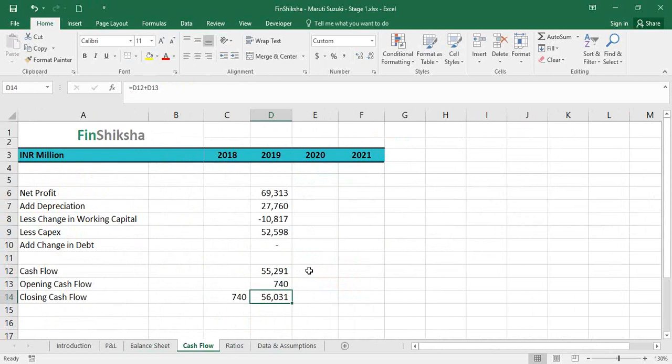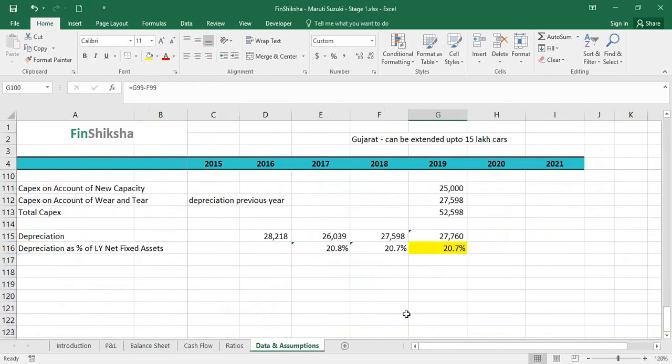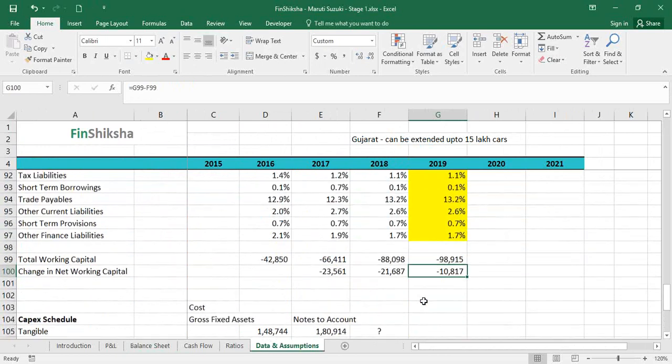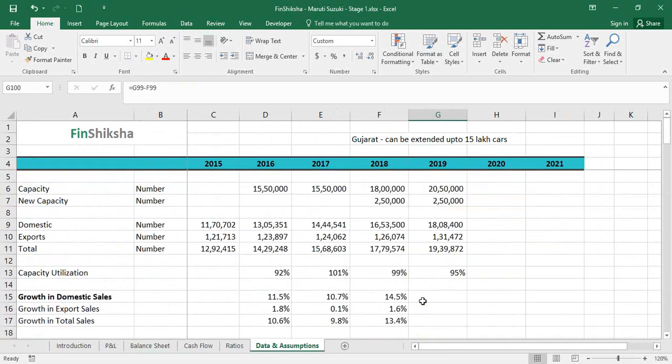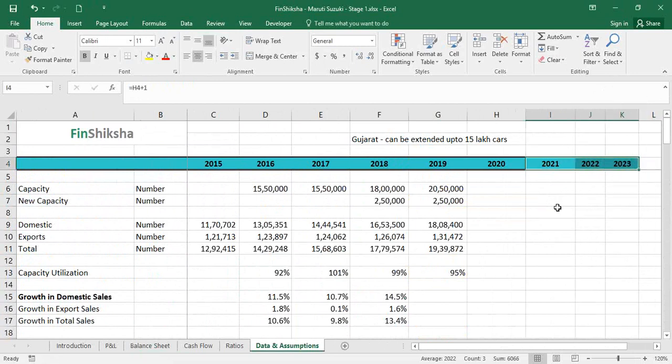This at this stage creates an entire model ready for us. Now we have the model ready in terms of its framework. All we need to do now is debate these yellow cells. That we can debate, but the model per se is ready. Now what we do from here on is a very interesting and quick exercise. We're going to build this model till 2023, right? So I'm going to extend these by another couple of years.